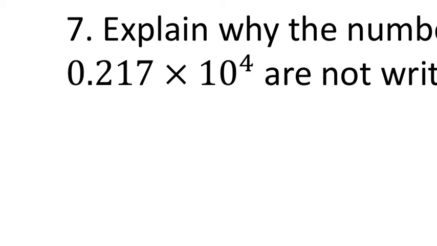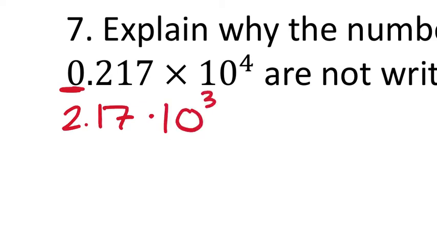So on this one, yes. So we could say that you need a natural number in the ones place value, and zero is not natural. It is whole, by the way, though. So that's our problem with this one. You can't have a zero in the ones place value. So if you made this into scientific notation, you'd have 2.17 times 10 to the power of 3.